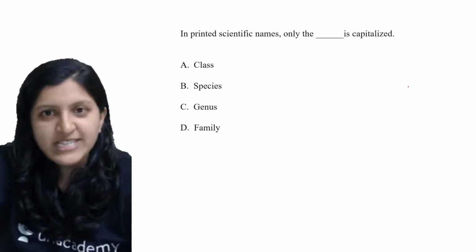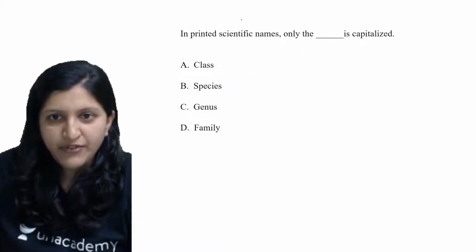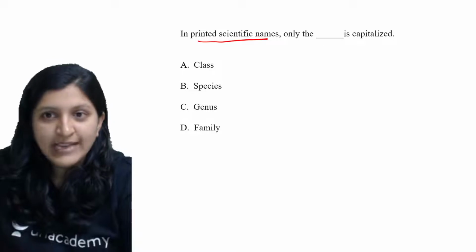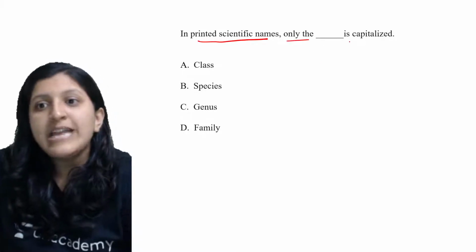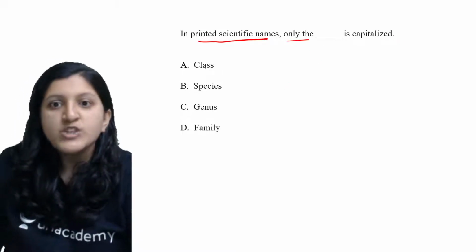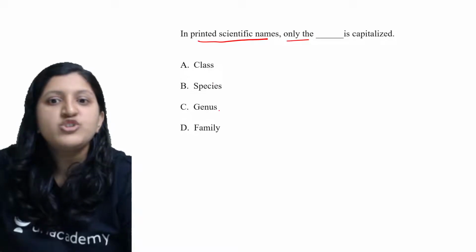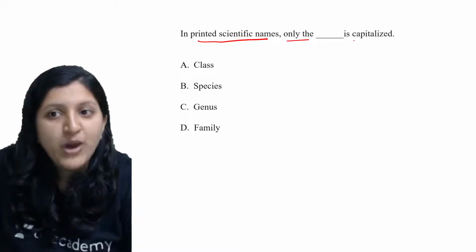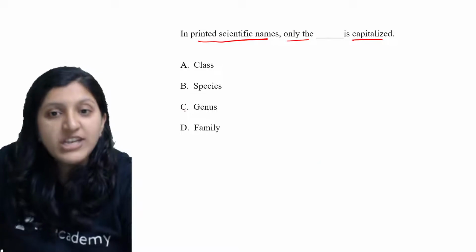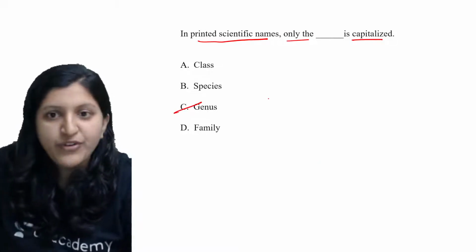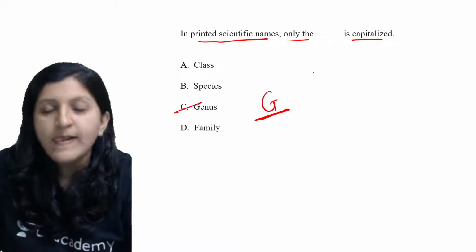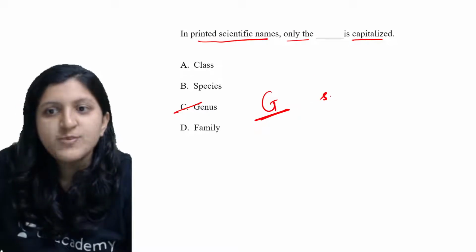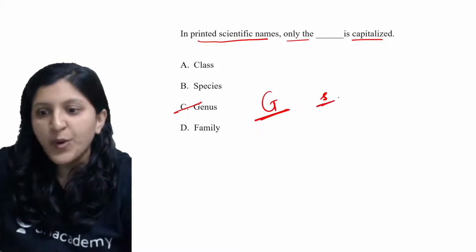So that is the genus name and a species name that can be found. Now, in a printed scientific name, only the genus is capitalized. Among class, species, genus and family, which one is capitalized? The genus name is capitalized. So the first letter of the genus that you write is capitalized. Next, the species that you write is in a small letter only.